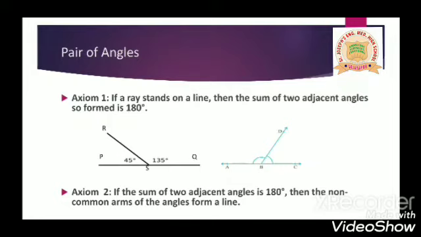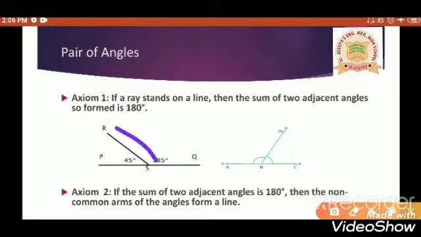formed is 180 degrees. Suppose a ray is standing on a line. If you see both the diagrams, RS is standing on PQ, and in the second diagram BD is standing on AC. Now if a ray is standing on a line, then the sum of two adjacent angles. What are the adjacent angles here? Angle RSP and RSQ. These two angles are adjacent here. So this plus this should give you 180 degrees.